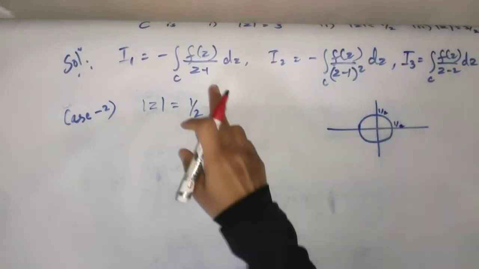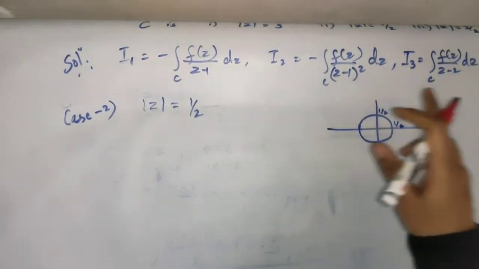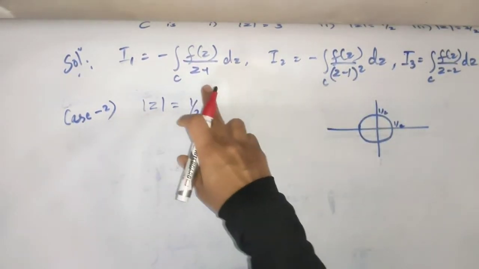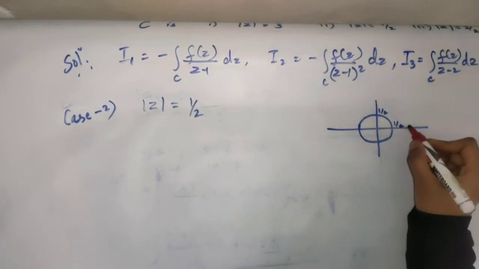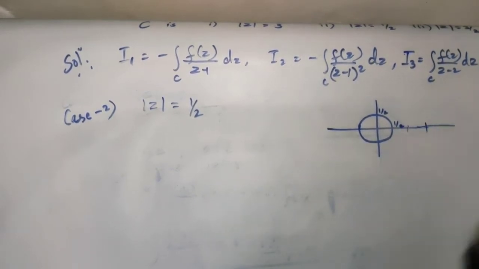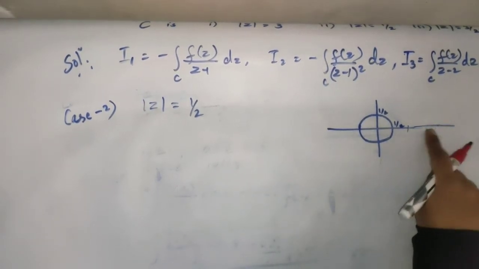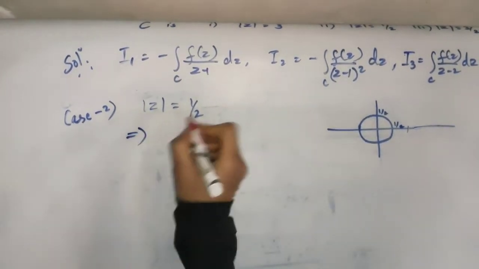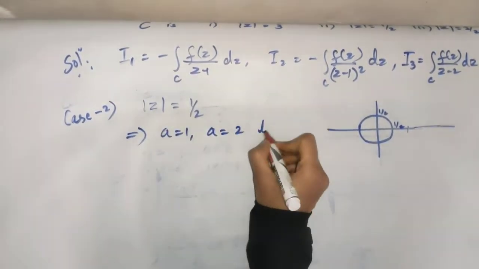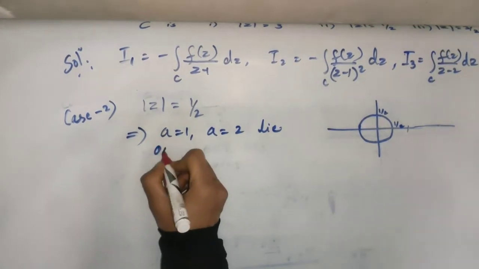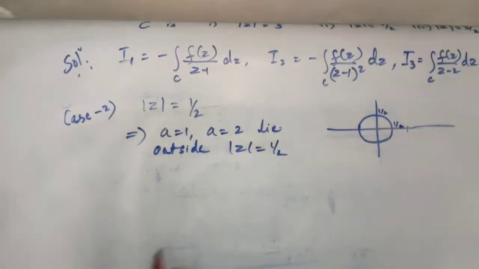So the points z is equal to 1 and z is equal to 2. Look at all three integrals I1, I2, I3. The value for a is 1, 1 and 2 here. Where the points, if half comes here, 1 will be here, 2 will be somewhere here, which is out of this circle. So this implies points a is equal to 1 and a is equal to 2 lie outside mod z is equal to half.